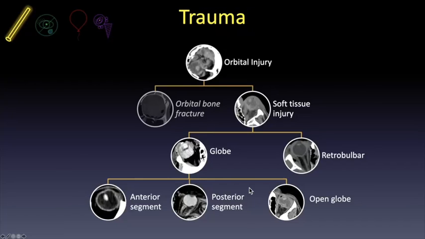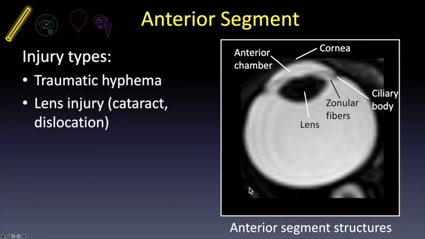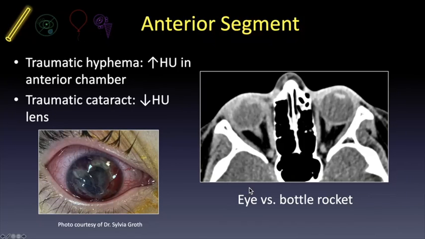the retrobulbar structures. Anterior segment structures of the eye include the cornea, the anterior chamber which contains aqueous humor, the lens, the ciliary body, and the zonular fibers which attach the lens to the ciliary body. Traumatic hyphema is hemorrhage in the aqueous humor, usually caused by corneal laceration. Traumatic cataract is caused by abnormal osmotic hydration of the lens. In this case, where the patient's eye was injured by a firework, CT shows hyperattenuation of the anterior chamber due to hyphema and low attenuation of the lens due to traumatic cataract.